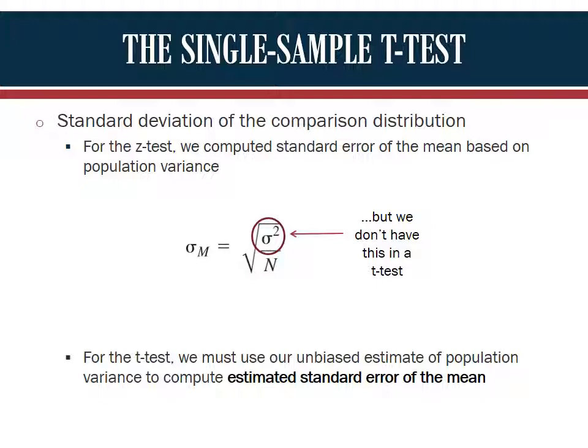In the t-test, we don't have the actual population variance. We estimate it based on the sample variance. That's that s squared we were just talking about before. That's what we have to use when we're computing standard error for the t-test. And because we're using an estimated population variance instead of the actual population variance, we're not actually computing standard error anymore. We're computing estimated standard error. So just like s squared is the symbol for estimated population variance, we also need to have an estimated standard error of the mean.